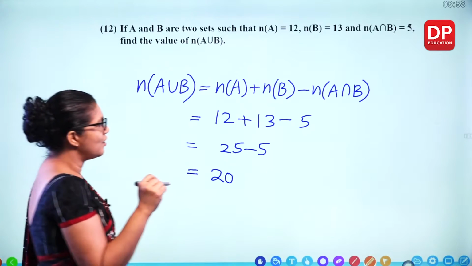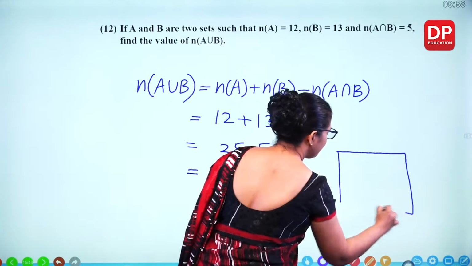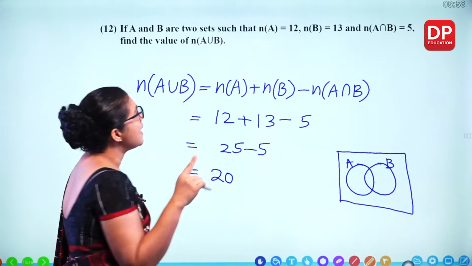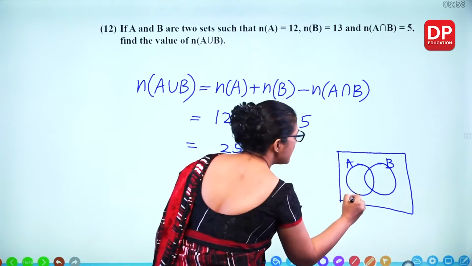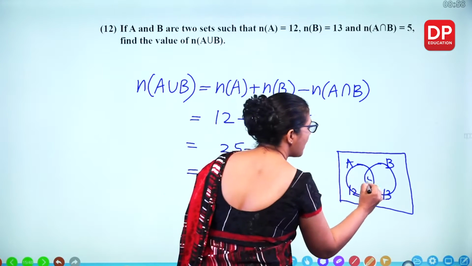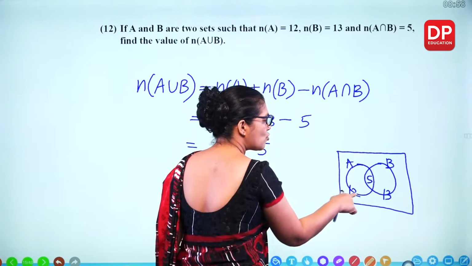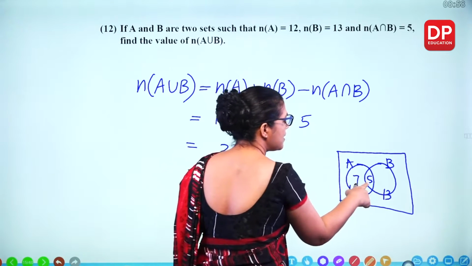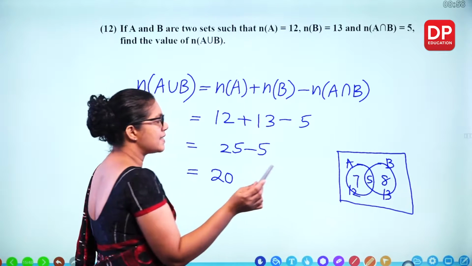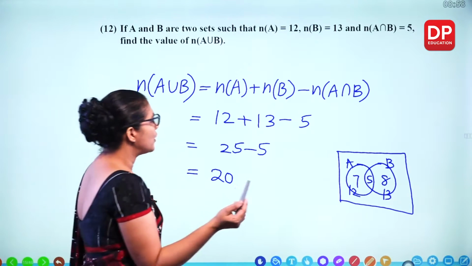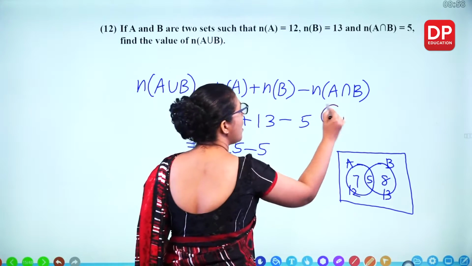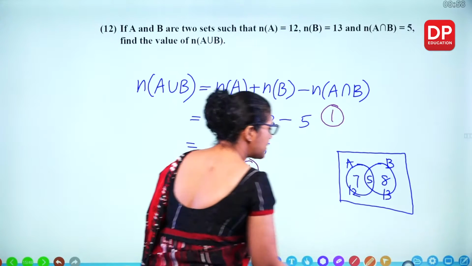What's the other method you can do? You can use a Venn diagram. If it's A and B here, n(A), number of elements in A is 12. So you can write here 12. n(B) 13, this is 13. Intersection is 5. So that means the whole thing is 12, 12 minus 5, 7 here. 13 minus 5, 8. So the union is 7 plus 5 plus 8. That's 20. So that's also possible. You get 2 marks for that. 1 mark for the method and 1 mark for the answer.